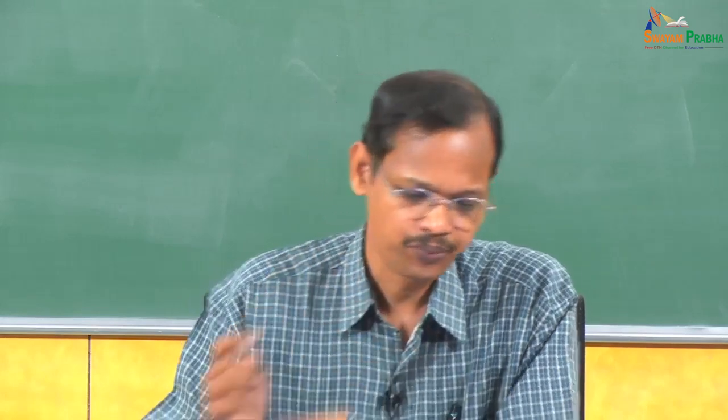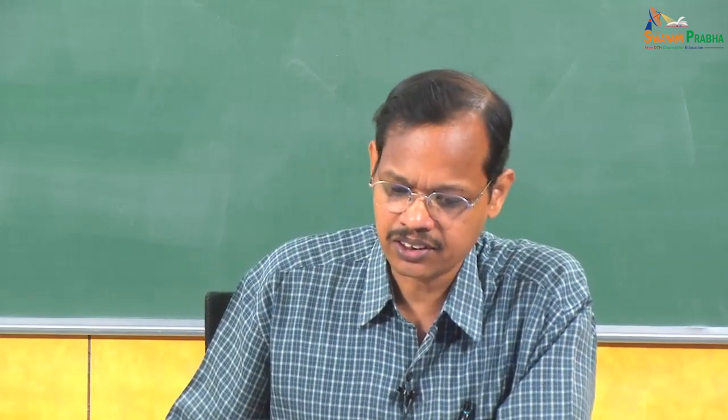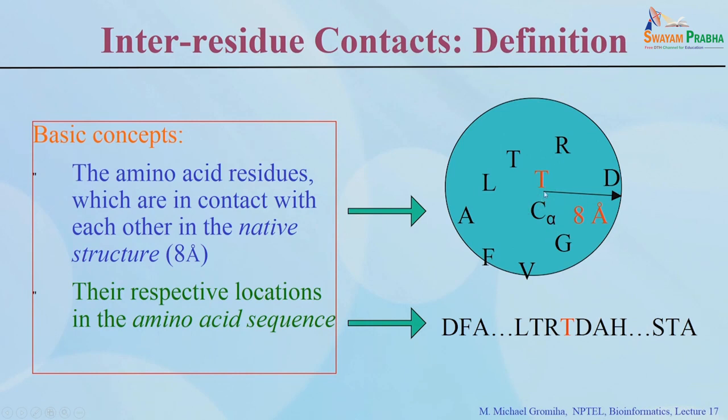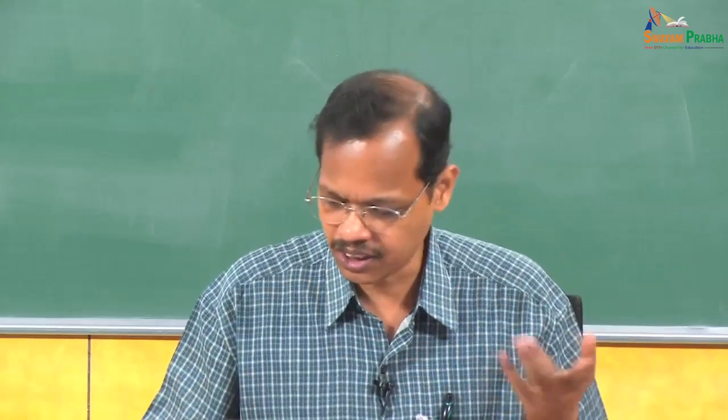So, at the sequence level we see whether they are very close in sequence, and how far apart they are in the sequence. First of all, if you see this one, the T is the central one and the radius is 8 angstrom, we construct a sphere and there are several residues. Now, these residues are located in the sequence which I give below. You can see the T is central, and how they are distributed along the sequence. Based on the distribution of the residues along the sequence, we can classify them into different types.